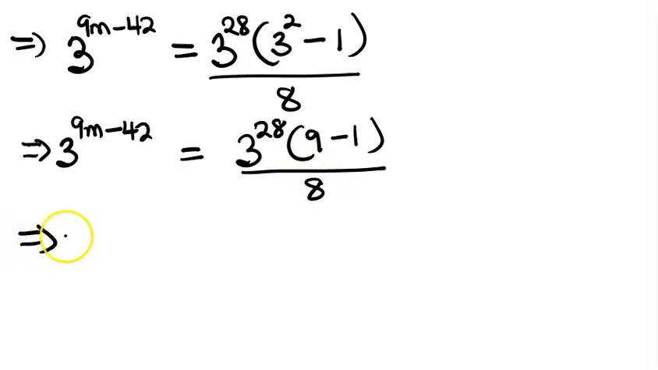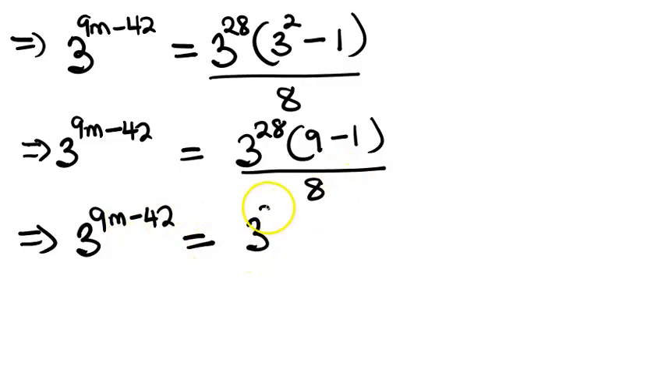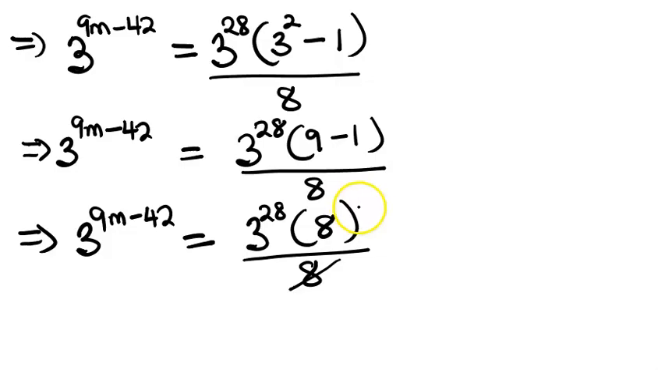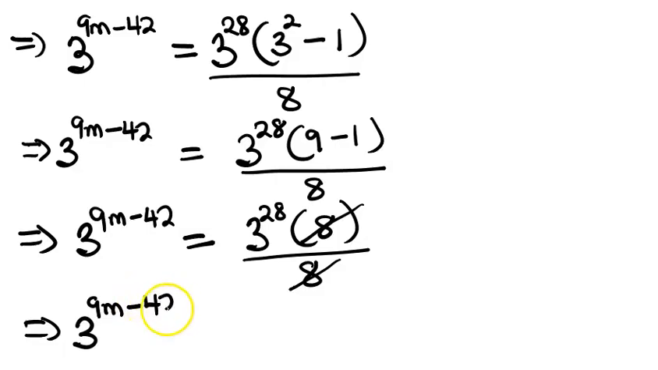Simplifying further, 3 raised to the power 9m minus 42 is equal to 3 raised to the power 28 times 9 minus 1, which is 8 over 8. This 8 will cancel that. We are going to have 3 raised to the power 9m minus 42, which is equal to 3 raised to the power 28.